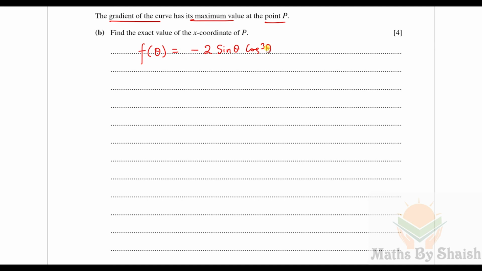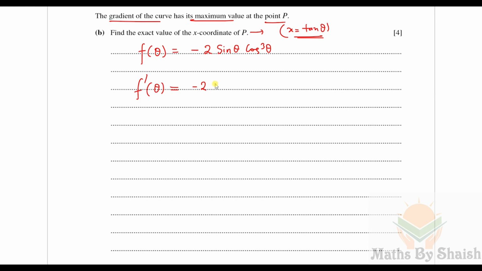Now find the exact value of the x coordinate of P, and we know that the x coordinate of P is x equal to tan theta. So ultimately we need to find the tan theta value, and it is given that it has a maximum value at P. So for maximum or minimum, we know that the derivative of that function with respect to the parameter is 0. So here we need to find f dash of theta, the derivative of this function with respect to theta. So it's minus 2 sin theta cos cube theta.